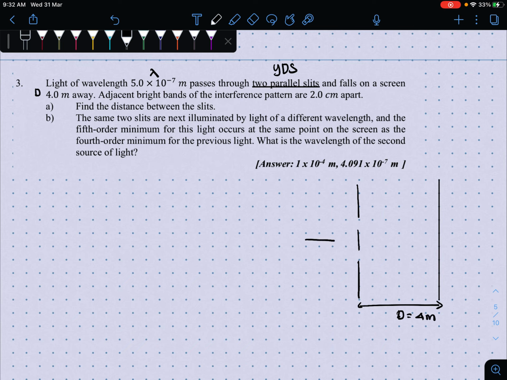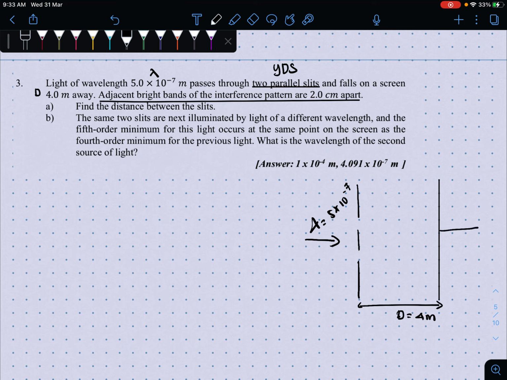Okay, so the light shown here is with a wavelength of 5 times 10 to the power negative 7. Adjacent bright bands of an interference pattern are 2 centimeter apart. What is this adjacent bright band with a 2 centimeter apart? It is actually the distance between two bright fringes.